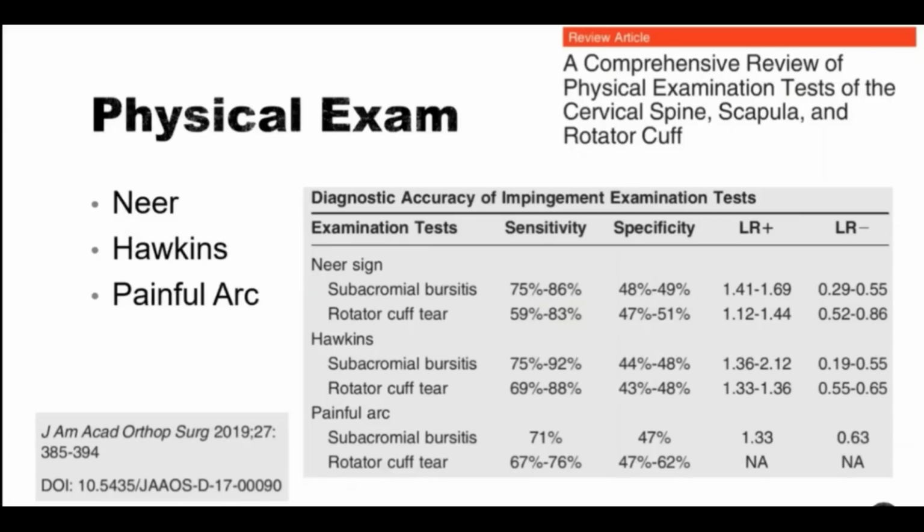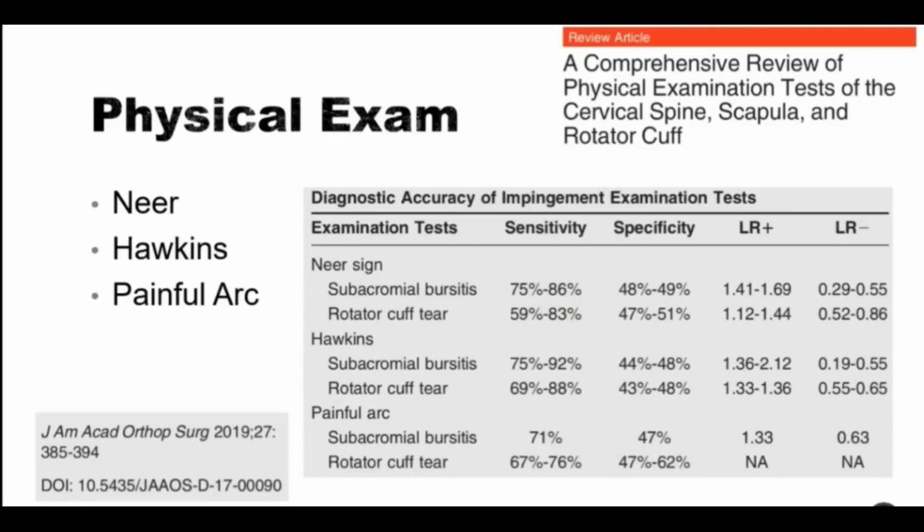The Neer test is actually when the patient is forward flexing, right? And you as the examiner stabilize the scapula, but they will forward flex, and pain with that is considered positive. The Neer sign is when you inject lidocaine under the anterior aspect of the acromion, and relief of pain is considered positive. So that distinction is slight, but it's important to remember.